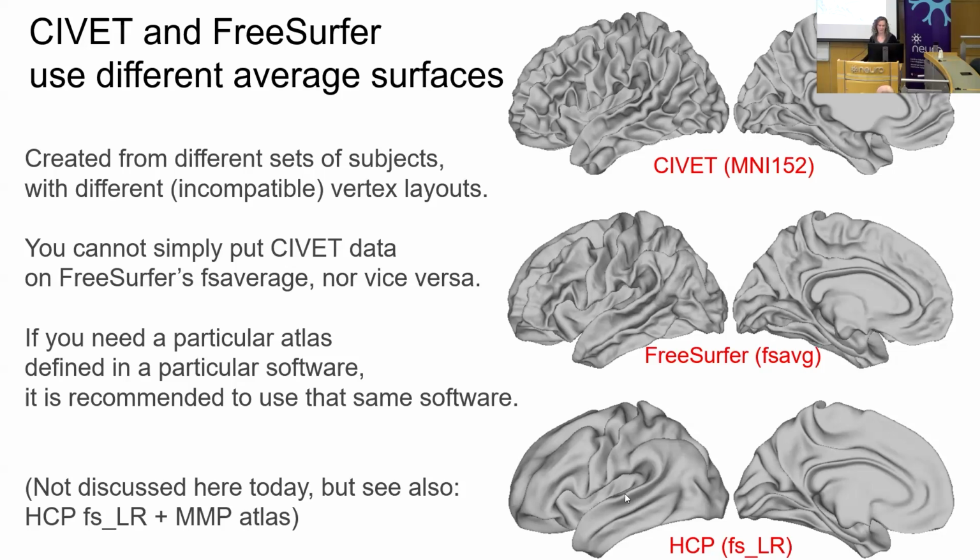Again, not really talking about it today, but in the last few years, they've been promoting an extension of FS average, which is called FSLR, and it also has an incompatible vertex layout, but there are registrations between them. And there is an important atlas called the MMP from Glasser's group.